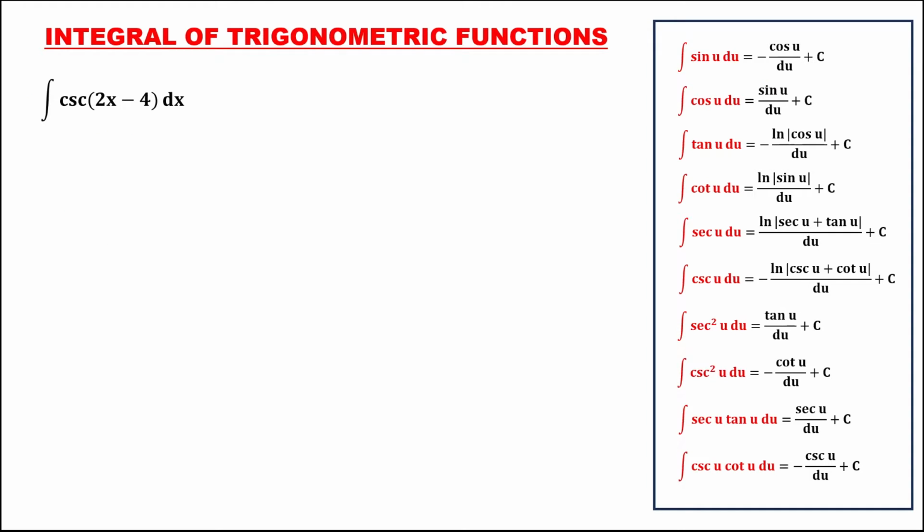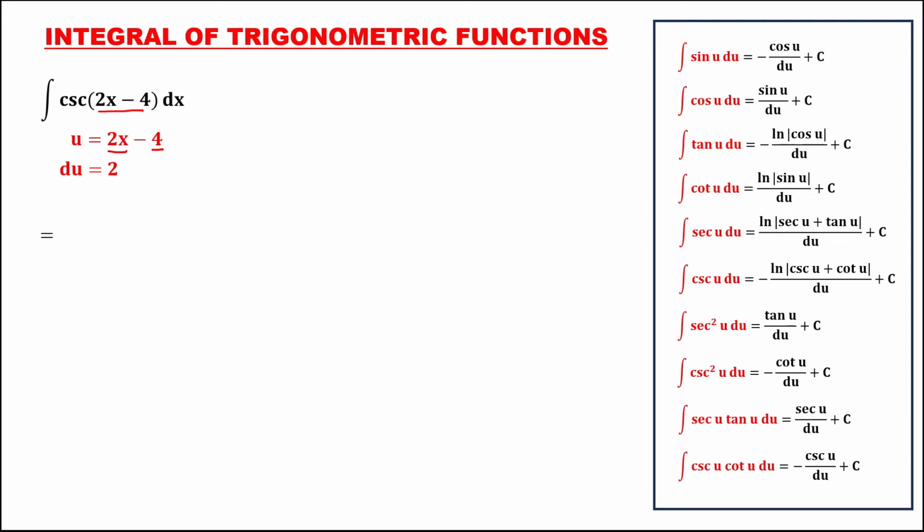Then for this given, u is equal to 2x minus 4. Then du, or the derivative of u, the derivative of 2x, that's 2. And the derivative of a constant is 0. So du is equal to positive 2.